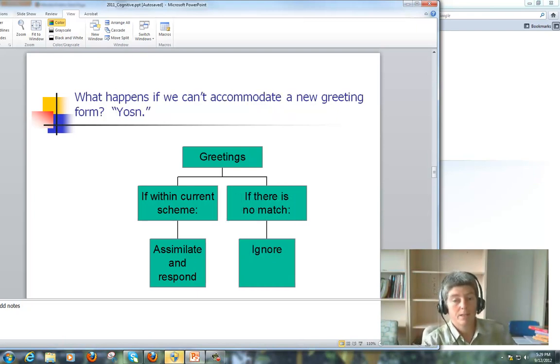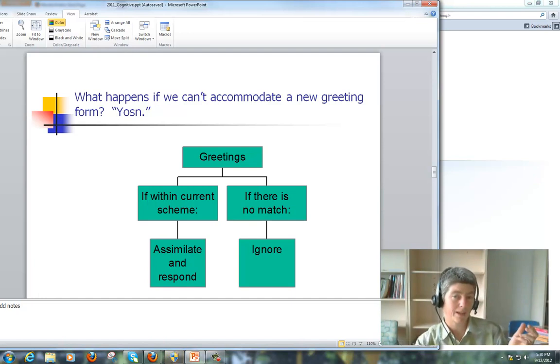When I lived in very rural parts of Guatemala, people used the word "yos" and they said it over and over again. And I just could not make sense of it. For the first month or so, I was looking at them like, what are they saying to me? They keep waving and saying yos, and so I ignored it because I just didn't have a match. I couldn't really put it into my scheme. I didn't even respond.